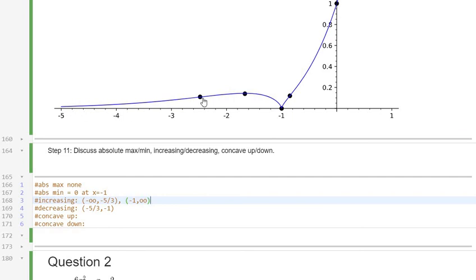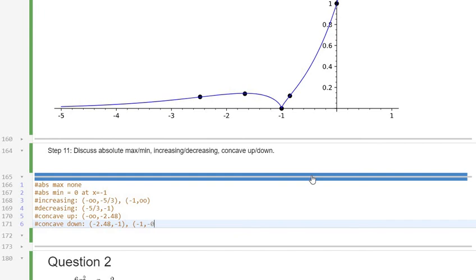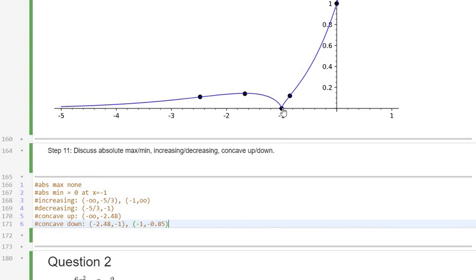Concave up and down. So at the beginning, it's concave up. That's from minus infinity until it hits the first inflection point right here, -2.48. And then it changes to concave down. Okay, it's concave down until it hits -1. Now remember, -1 is not an inflection point, so it does not change concavity. It's concave down on the other side as well until it hits the next inflection point, -1.85.